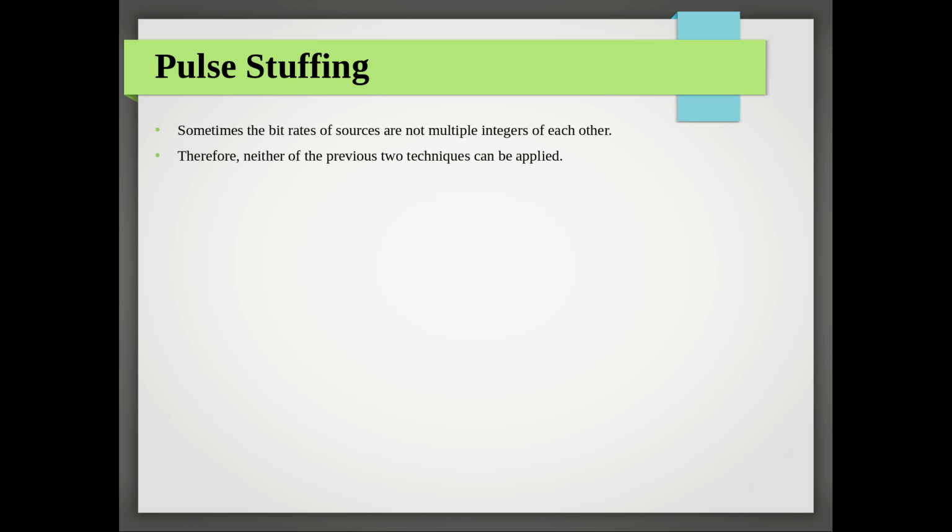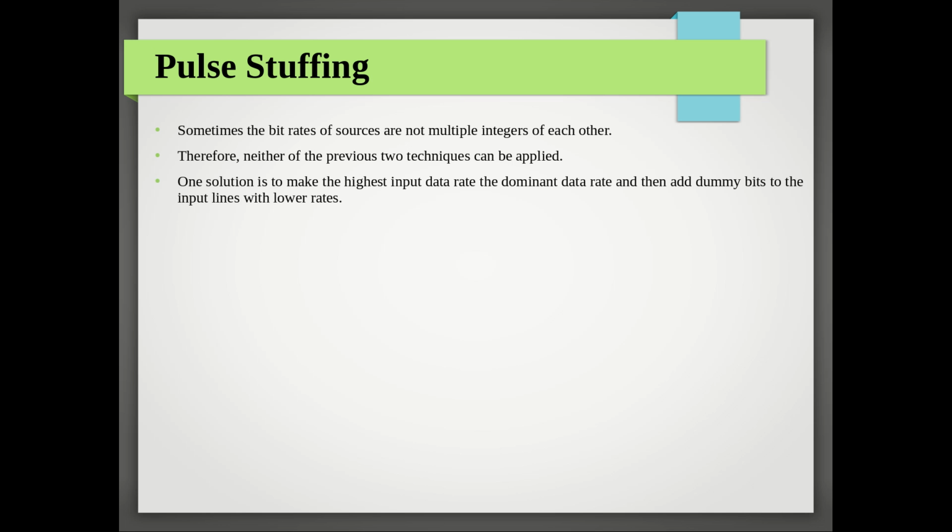That means in general we can't guarantee that all the sources are generating data in such a way that one source is generating data which is a multiple of the other source. That is not possible for us to maintain in a realistic way. So this is a more practical approach which can handle other situations also, or it is particularly used when the previous 2 methods fail. Sometimes the bit rates of the sources are not integer multiples of each other. So neither of the previous 2 techniques can be applied.